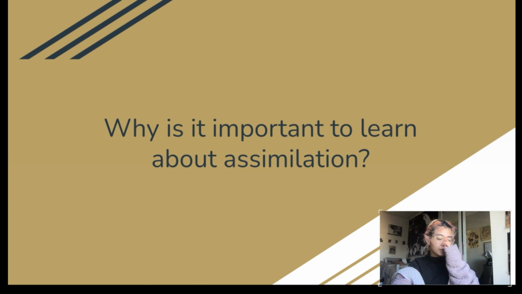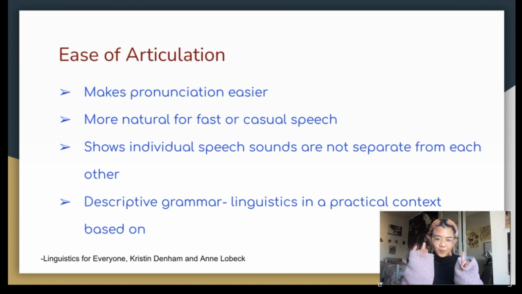So why is it important to learn about assimilation? Well, again, ease of articulation. It just makes pronunciation so much easier. And it's just more natural for casual and fast speech, especially when you are just chatting with your mates. And it shows that individual sounds are not separate from each other. They're actually affected by the neighboring sounds and their environment in general.